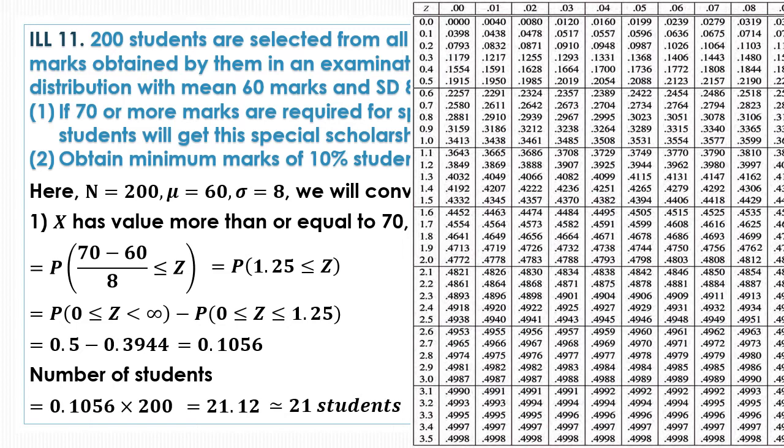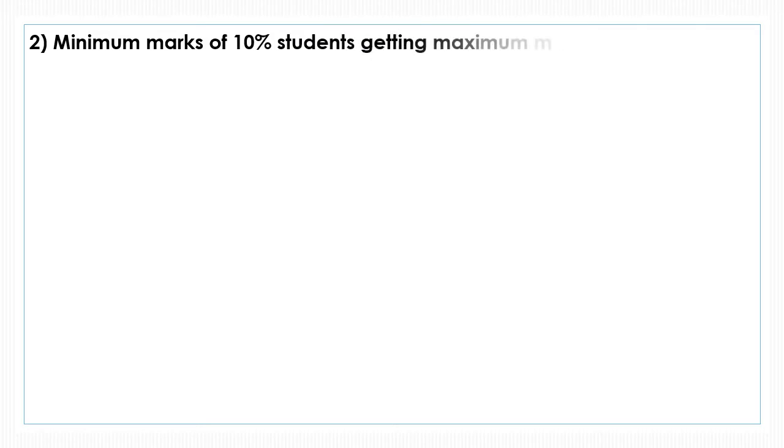We will move forward with the second question, which will require a bigger understanding. Second question, minimum marks of 10% students getting maximum marks. Okay, now this is something which requires our deep understanding. We are supposed to calculate the minimum marks of 10% students getting maximum marks.